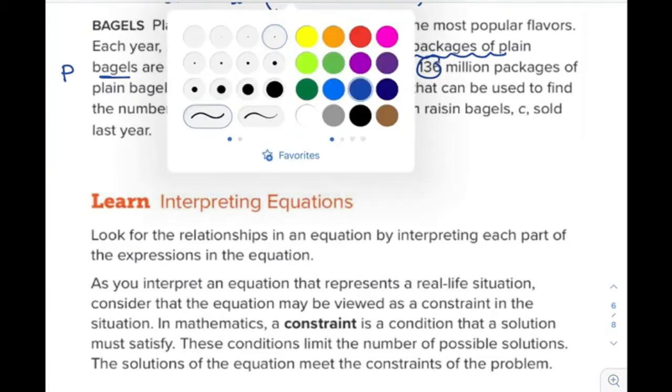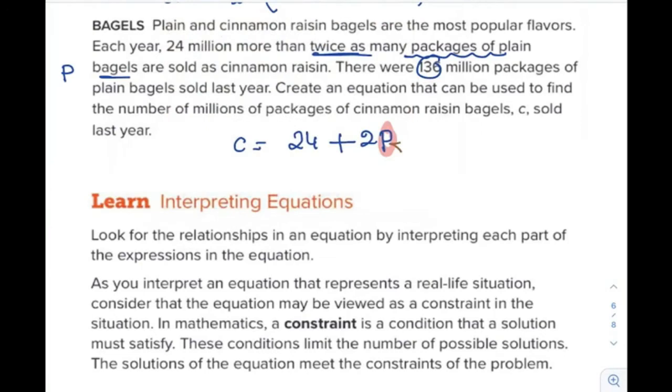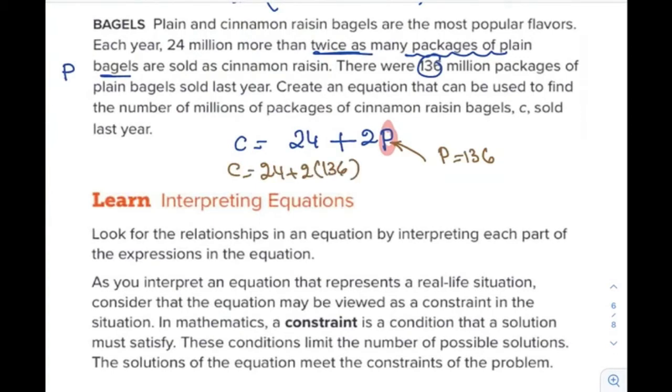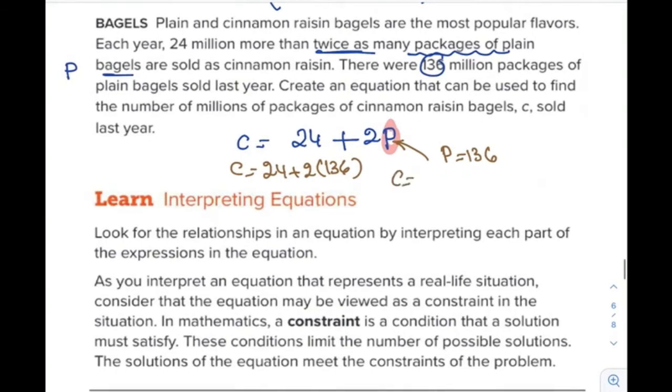But we can do it later. Let's replace here. P is 136, so C is 24 plus 2 times 136. We will replace and we'll find the cinnamon. So it is 2 times 136 plus the 24, which is 296 pieces. Okay, here we are.